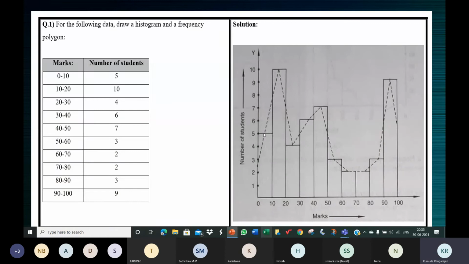So join this point. Actually, you don't have to come to the negative side, because for marks it's irrelevant, right? There's no negative marking. But you can join it also. You can do two things. Actually, for this you can do what your teacher says.